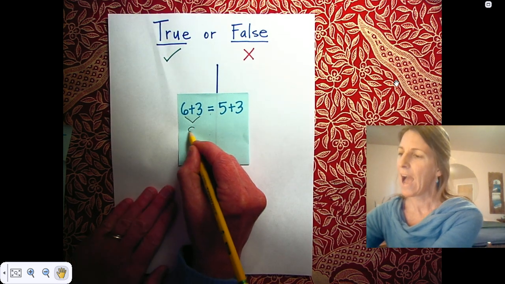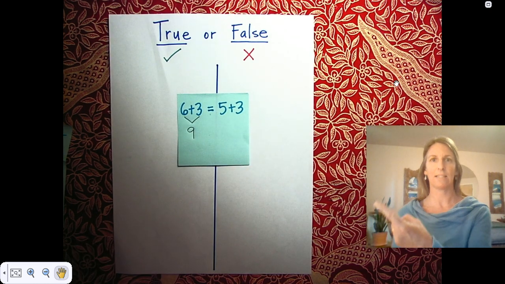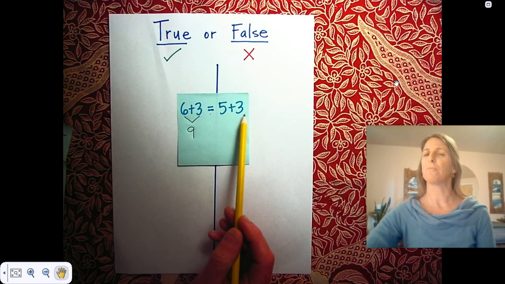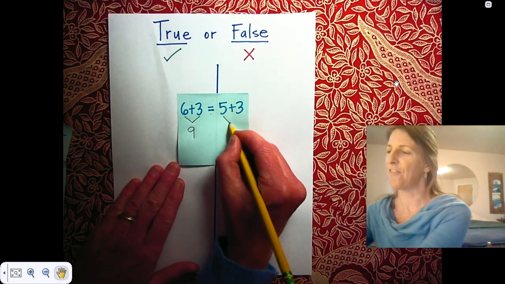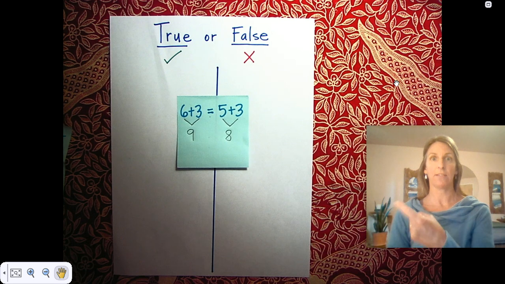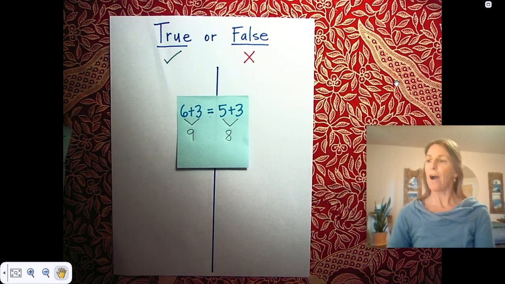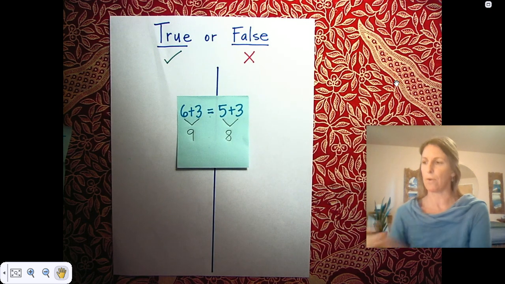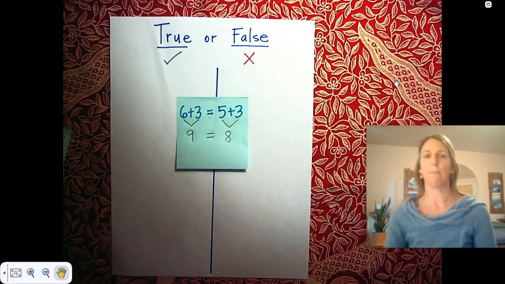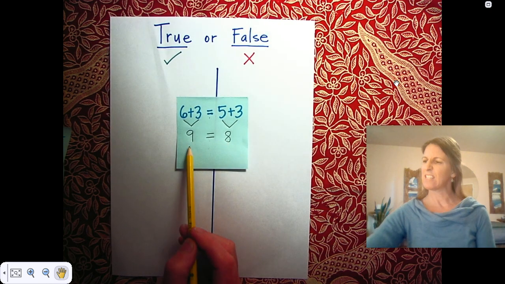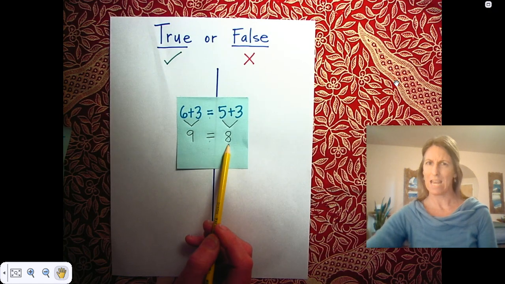So 6 plus 3 equals, shout it out or write it down, 6 plus 3 equals, you're right, 9. 6, 7, 8, 9. 5 plus 3. What is it? Oh yeah, 5 plus 3 equals 8. 5, 6, 7, 8. Now we've got this side and this side narrowed down into just one number. Let's put that equals sign back. Is 9 equal to 8? Is 9 the same as 8?